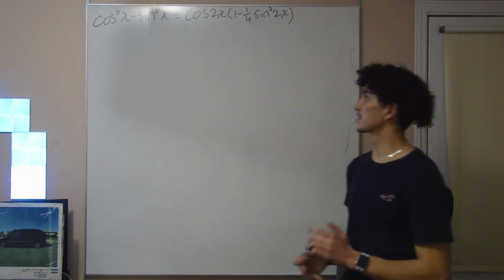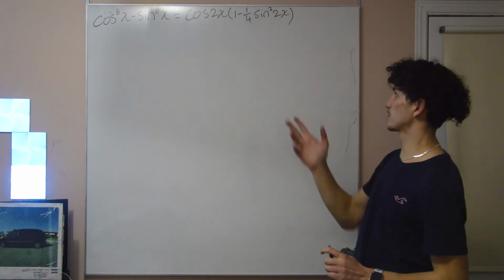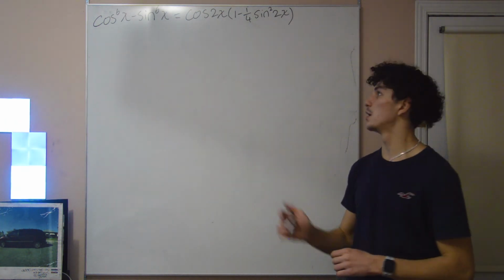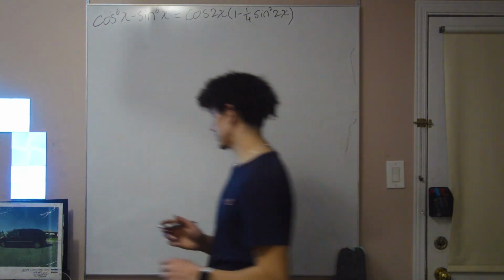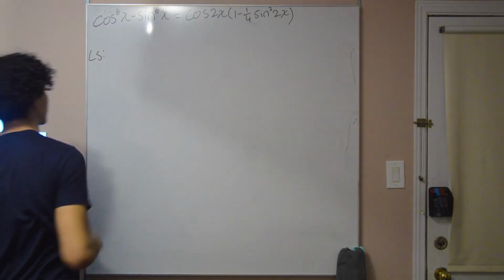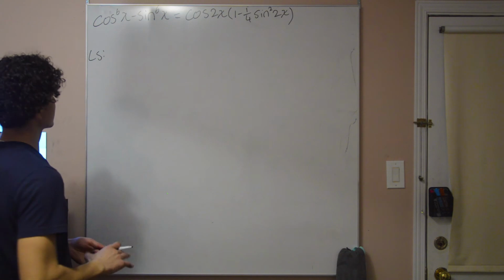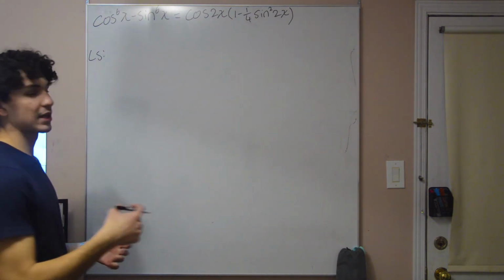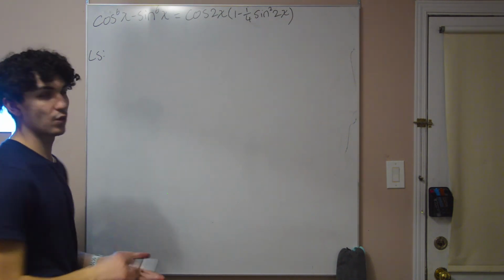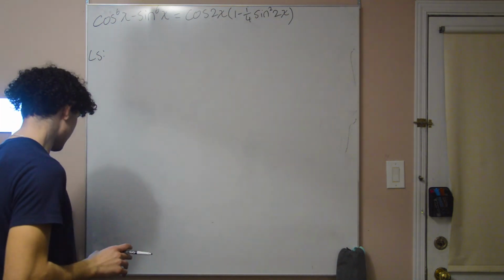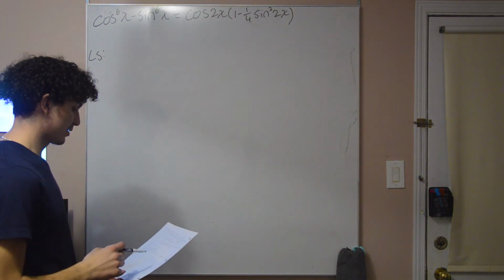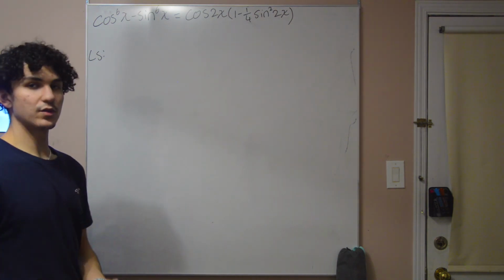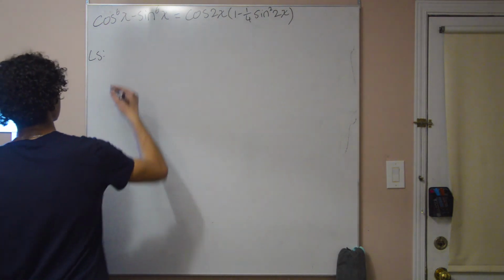Cos to the power of 6x minus sine to the power of 6x equals cos 2x times 1 minus 1 over 4 sine squared 2x. I'm going to go ahead and work on the left side first. What I'm going to do is break up the cos to the power of 6x and the sine to the power of 6x, and I'm going to keep doing it until all I'm left with is squares and to the power of 4. Basically the way I do that is I split it up and you'll see.